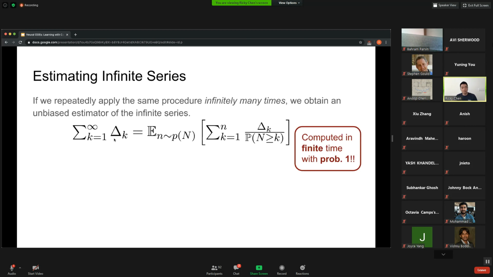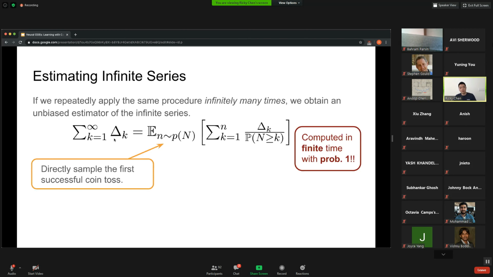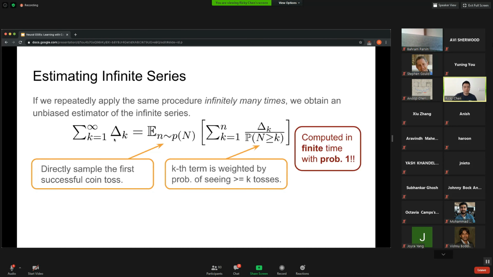So instead of doing that, we can reparameterize this estimator to basically sample the first successful coin toss. And this will be a distribution over the natural numbers. For every term that we compute in this sum, we only compute it because we failed k-1 coin tosses. So we need to weight these terms appropriately by that probability.